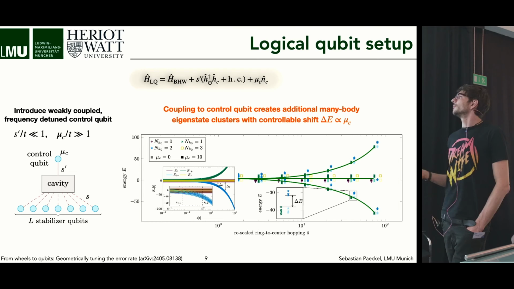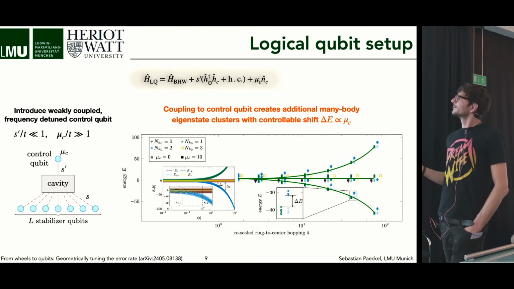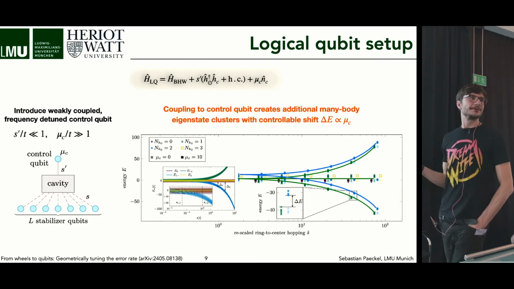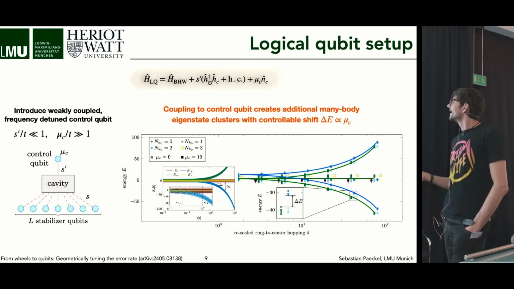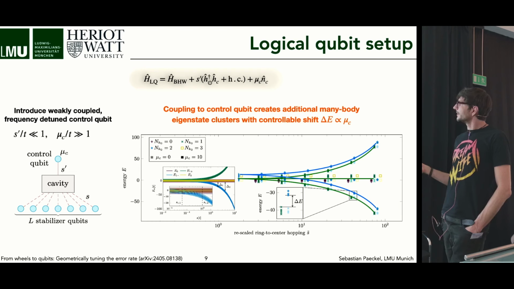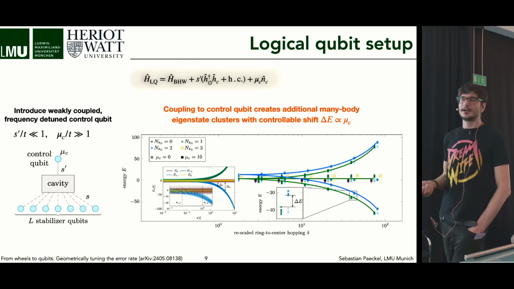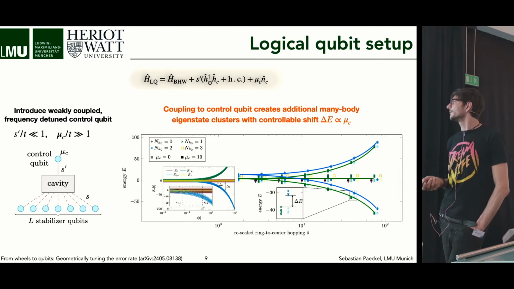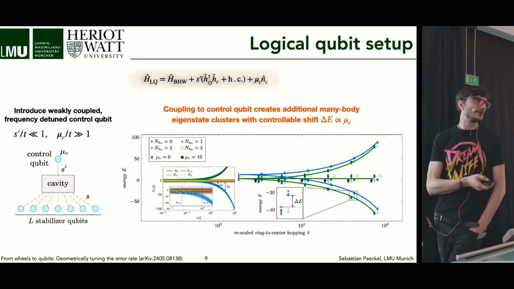But this control qubit introduces a second set of these clusters. And the interesting thing is, varying the chemical potential, these clusters are shifted against each other. And if you now look at this small portion of the many-body spectrum, you can suddenly see clusters of many-body eigenstates popping up. They are color-coded here, and the color-coding basically should tell you that they have similar properties physically, and this is the basis for our logical qubit suggestion.